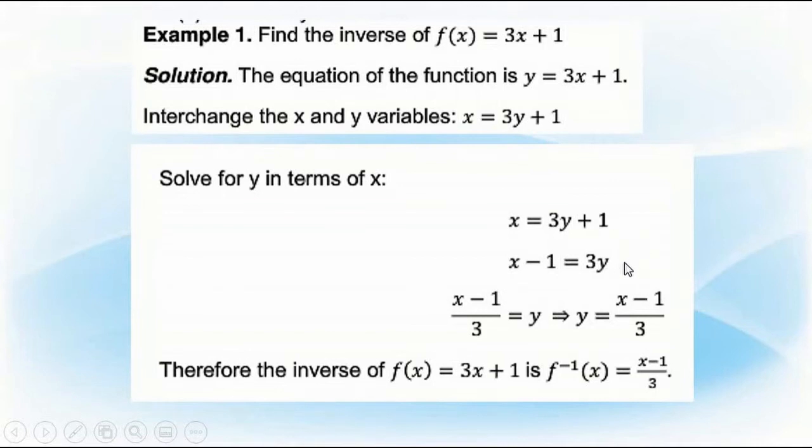By subtracting both sides by 1, that becomes x minus 1 is equal to 3y. Then divide both sides by 3. So that becomes x minus 1 over 3, which is equal to y. So y is equal to x minus 1 over 3. Therefore, the inverse of f of x is equal to 3x plus 1 is f inverse of x is equal to x minus 1 over 3.